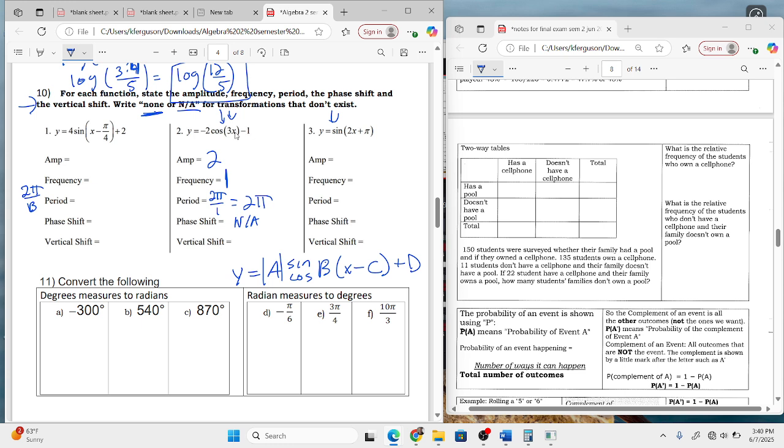That's the number outside of the parentheses at the end. That's my D. Well, this is -1, so that's -1. Boom, I'm done.